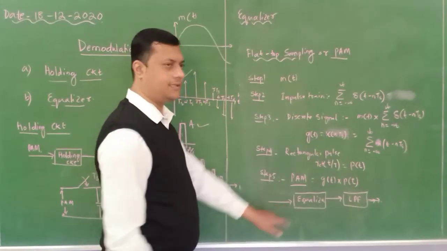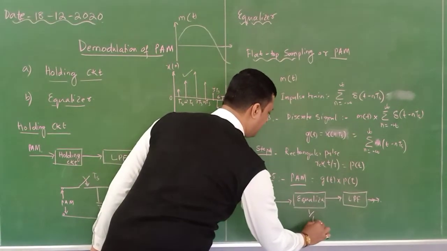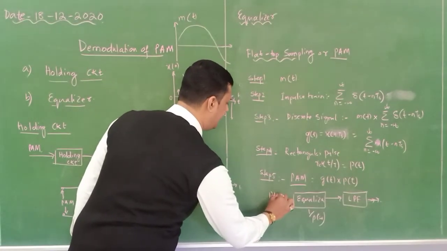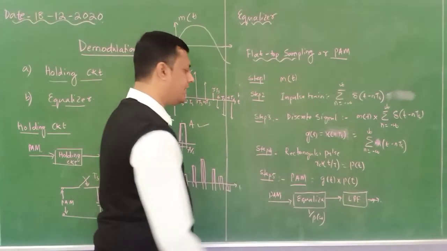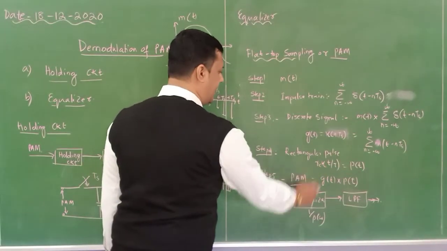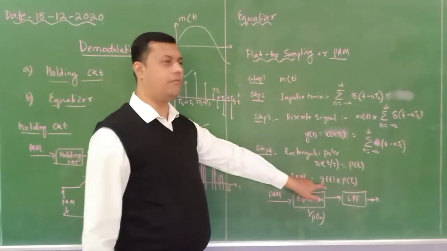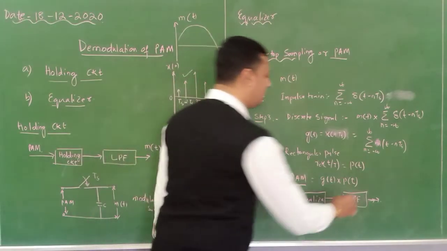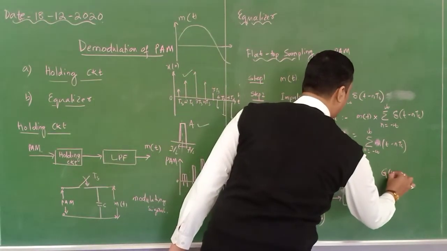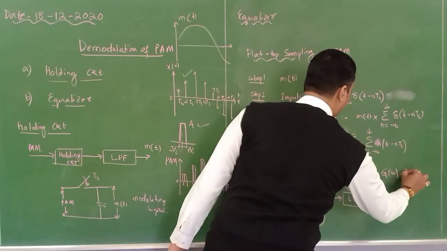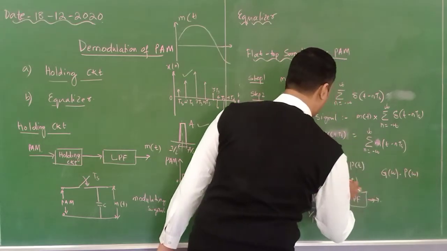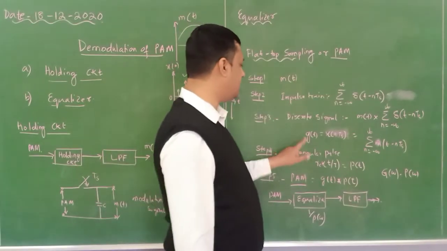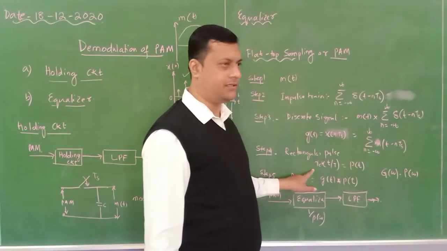This equalizer has a response of 1 over P of omega. Here I am providing the PWM signal. When I take the convolution of G of t and P of t, it becomes G of omega into P of omega. Here we are convoluting these two. The PWM signal is a convolution of G of t and the rectangular pulse.